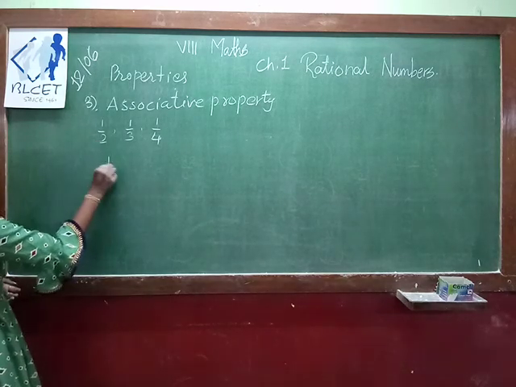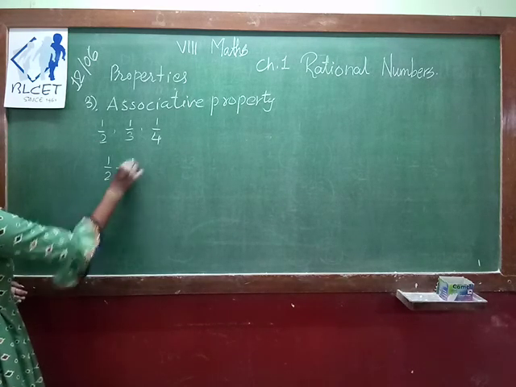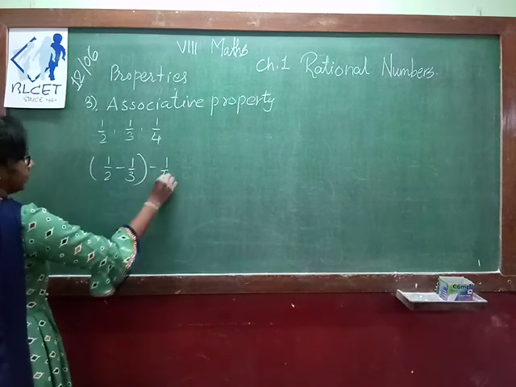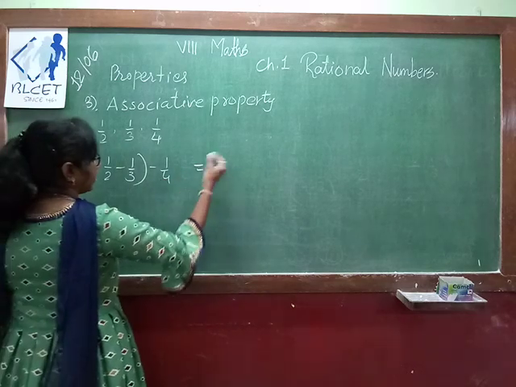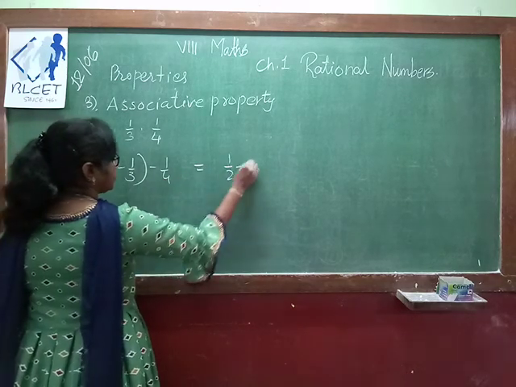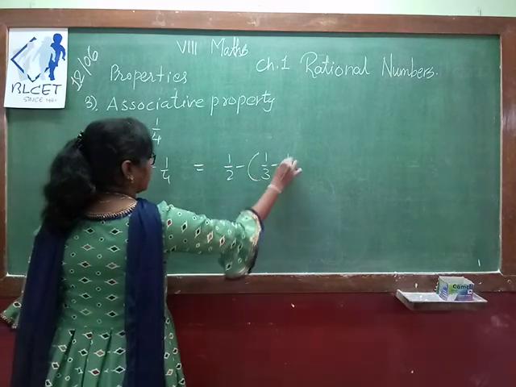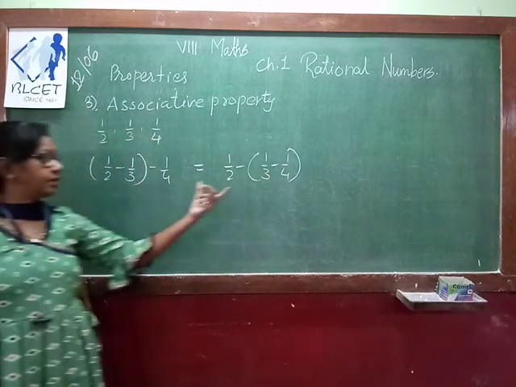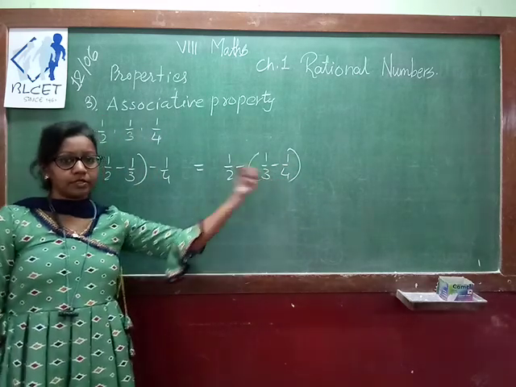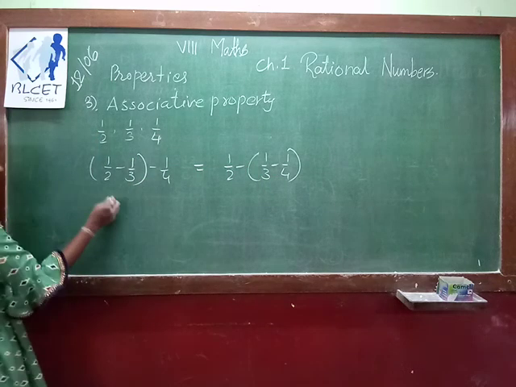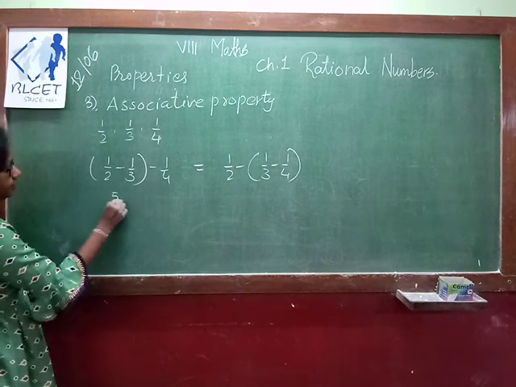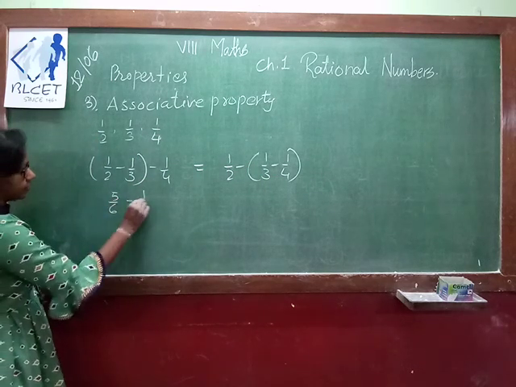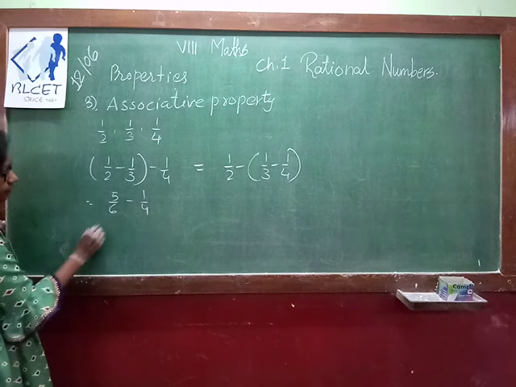So first we take 1/2 minus 1/3, minus 1/4. And we check, is it equal to 1/2 minus, 1/3 minus 1/4. So first we group these two rational numbers, then we group these other two rational numbers. So let's see. This is 5/6, we already solved in the first question. This is minus 1/4.